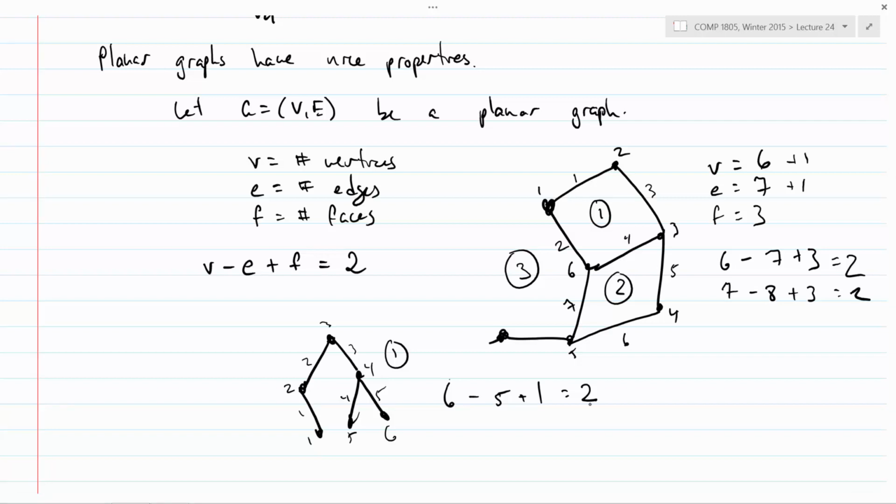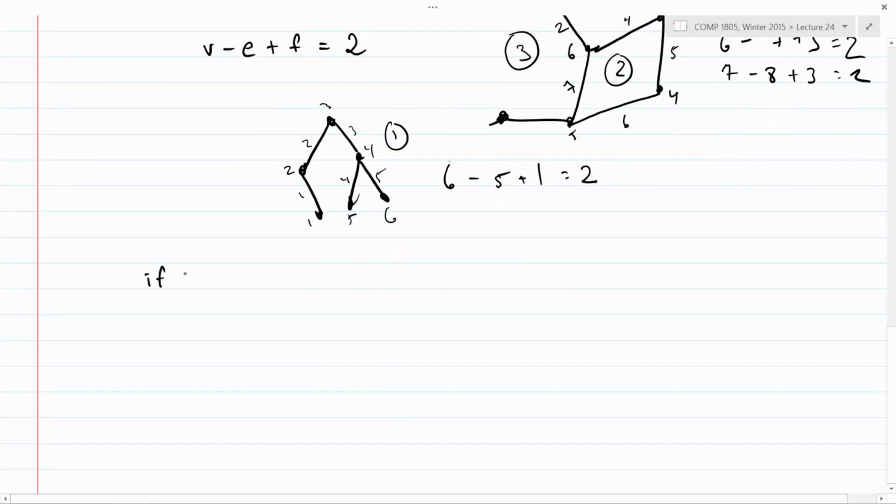Does the big unbounded face have a name? It's called the unbounded face. That doesn't have a fancy name, at least not that I'm aware. Okay, so this is all well and good, but you shouldn't believe me because I didn't prove it. So what I'm going to do is outline how one would prove it. This isn't an official proof, but I'll explain the idea. If G is a tree, I'm going to prove that this works when G is a tree. So if G is a tree, I have some number of vertices.